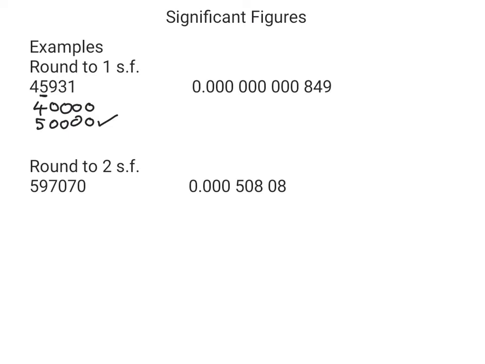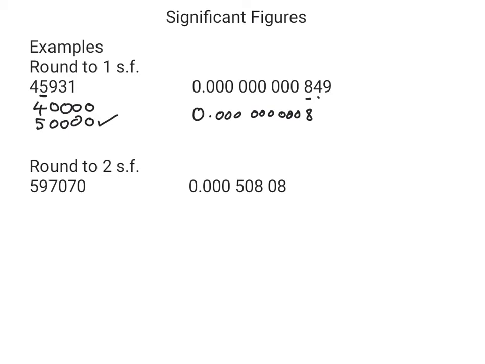Now let's look at the next question, 0.0000000000849. Well, the first significant figure is the first digit which is not a 0, which in this case is the 8. And then we look at the next digit to see whether we round up or keep it the same. So in this case, we're going to keep it the same because it's 4 or less. So it's just 0.00000000008.